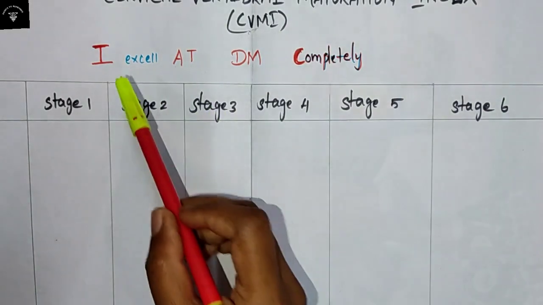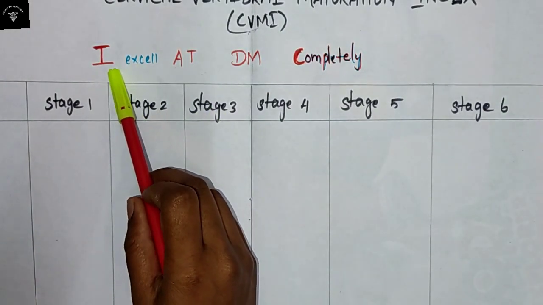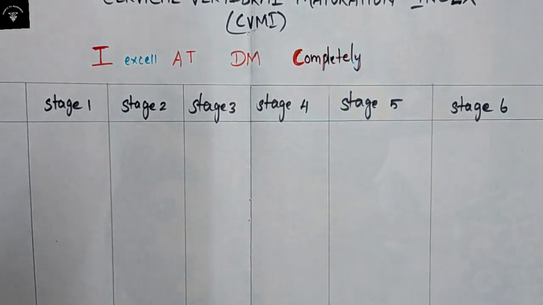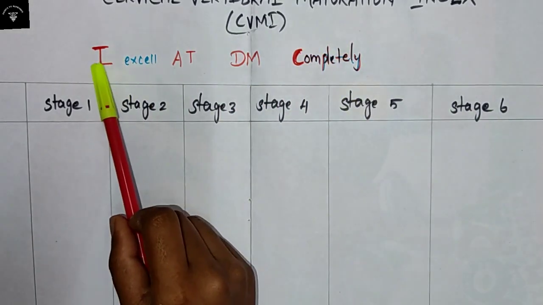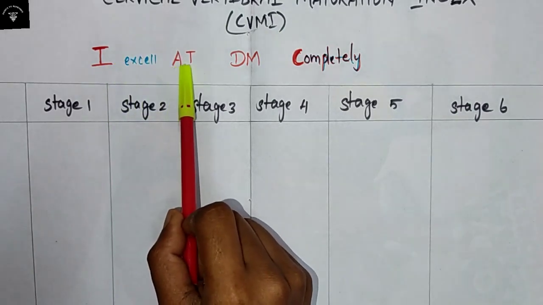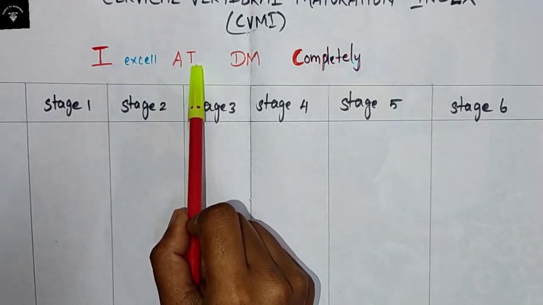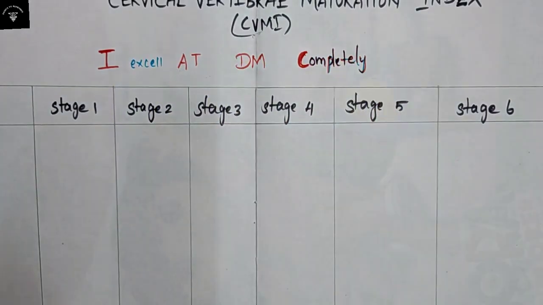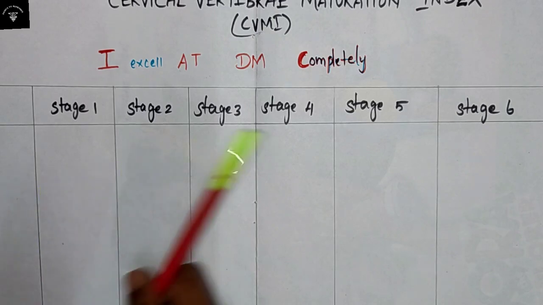This is how I remember, that is, you can remember this one. I excel at DM completely. You can take this I, the first letter, which I have highlighted in red. You have to remember that is, I excel at DM completely. If you remember this sentence, then it will be easy for you to remember the names of the 6 stages.